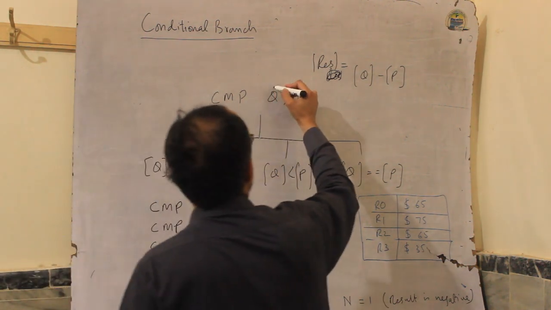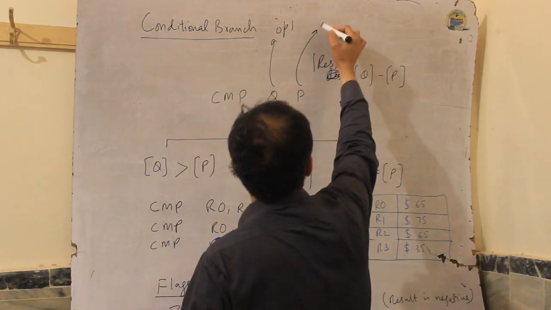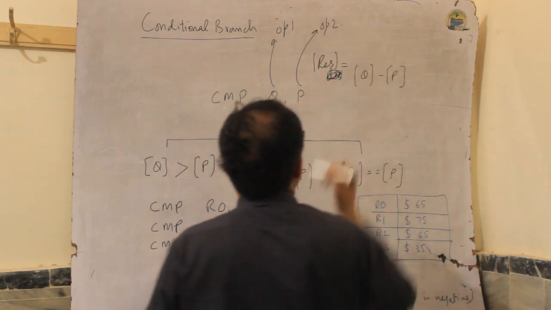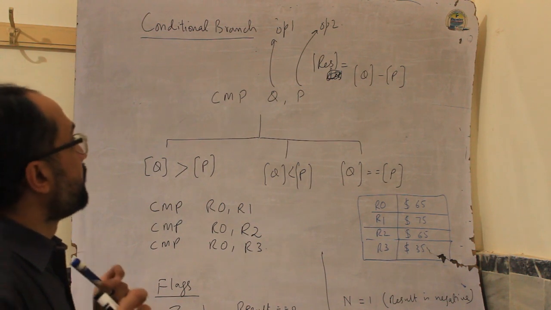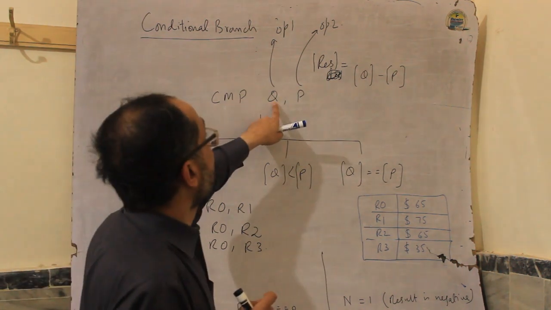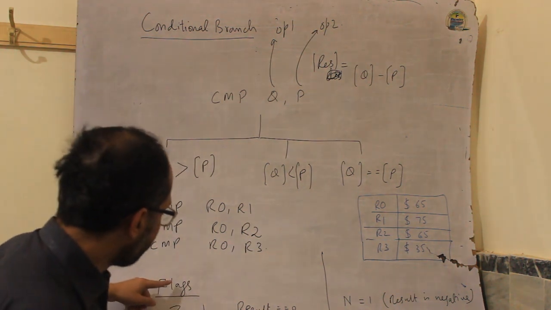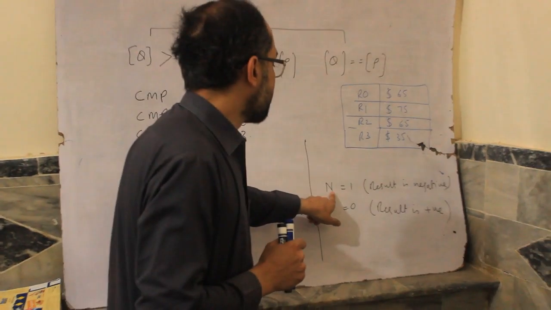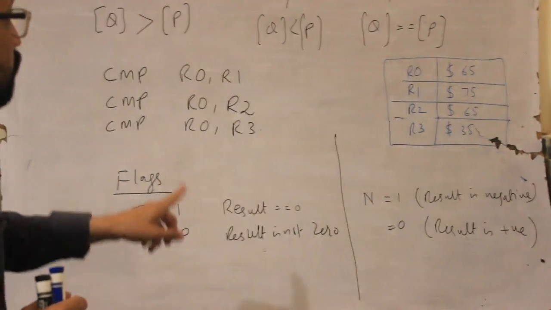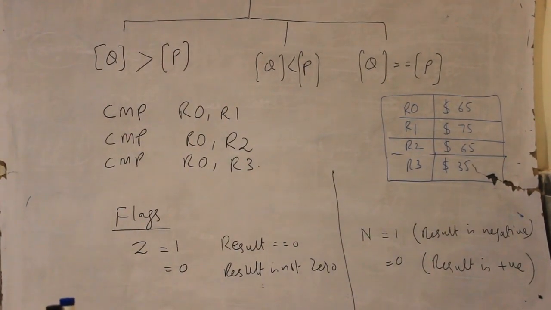The compare instruction compares two different operands. This is operand 1, and P, this is operand 2. And based on the values of these operands, it sets some flags. One flag is referred to as the Z flag and another flag is referred to as the N flag.